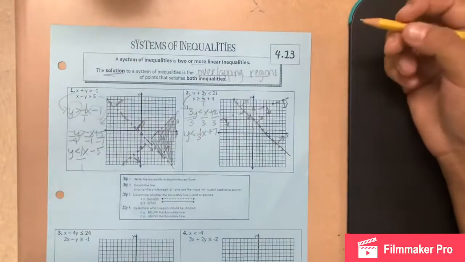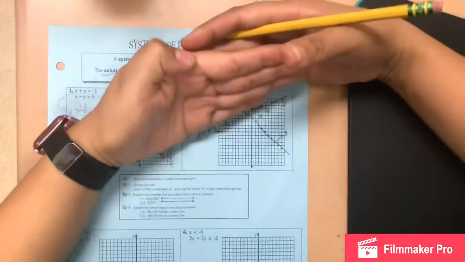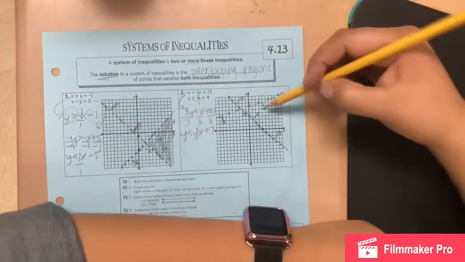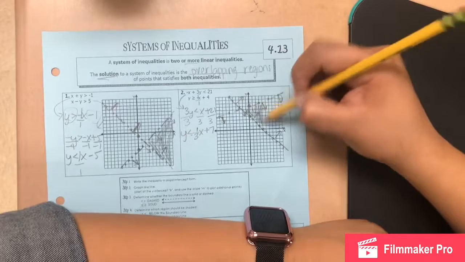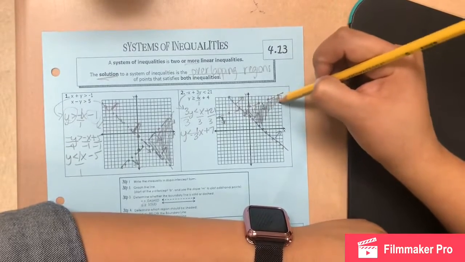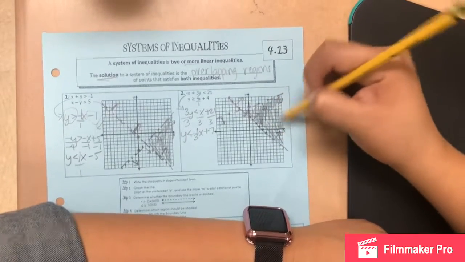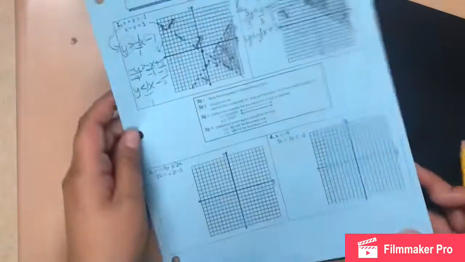Okay, so where I shade is where it's below the first line but above the second line. If you look at my arrows where they're pointing towards each other, that's this region right here. Below the first line but above the second line. Just right there, okay? So we're going to do that for a couple more practice problems.